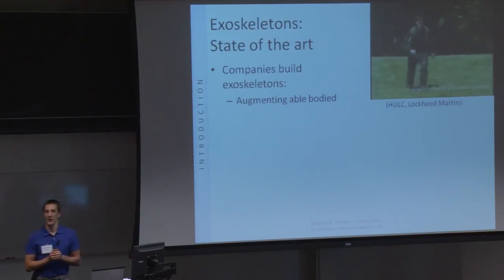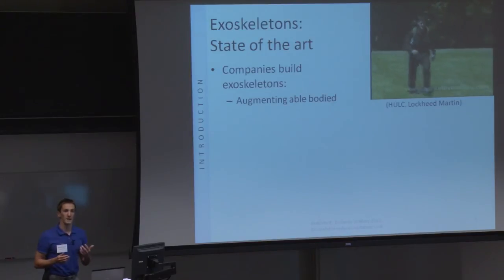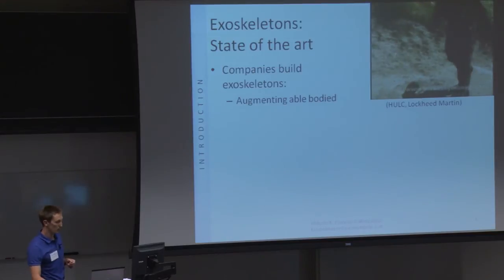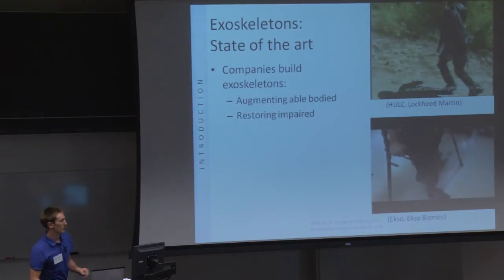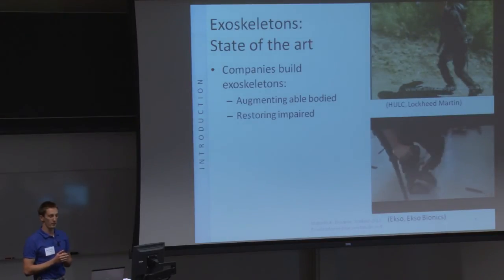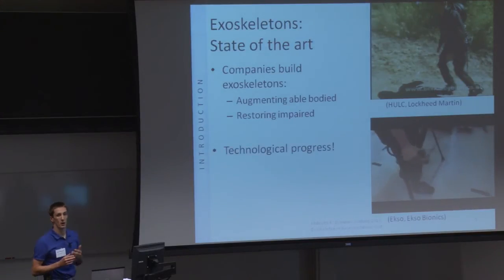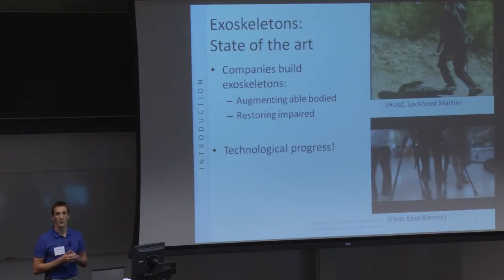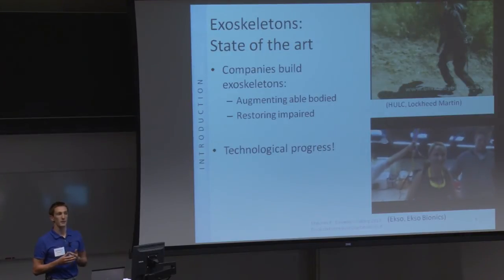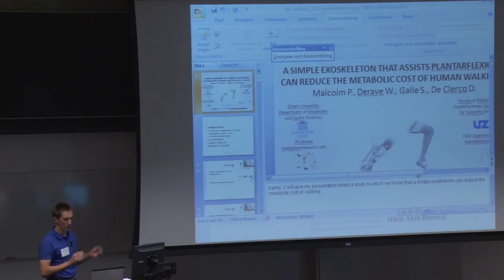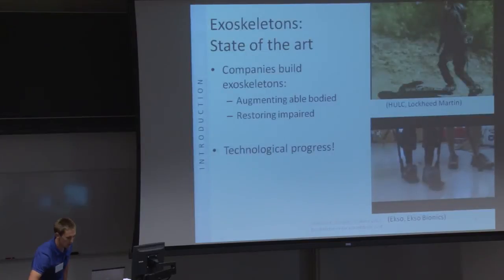There are some companies that are building devices to make walking even easier. Some of these are aimed at able-bodied subjects. Others are designed for people with impairments. As you can see, the technological improvements are really impressive. Unfortunately, there are only very limited scientific publications about these devices. So, for example, I don't know what the effect on metabolic cost is.